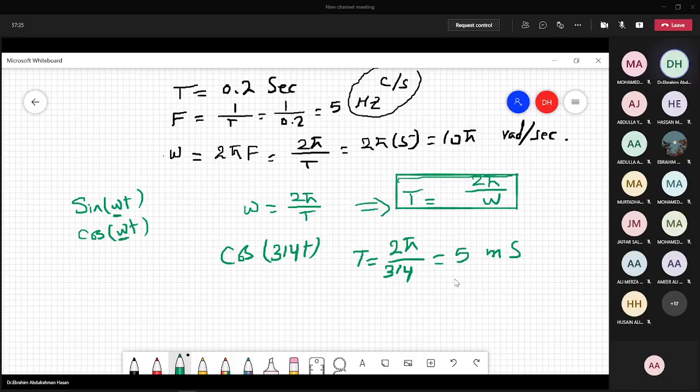Yes, because this is pi multiplied by 100, pi cancels with pi. No, it is 0.02, it is 20 milliseconds.